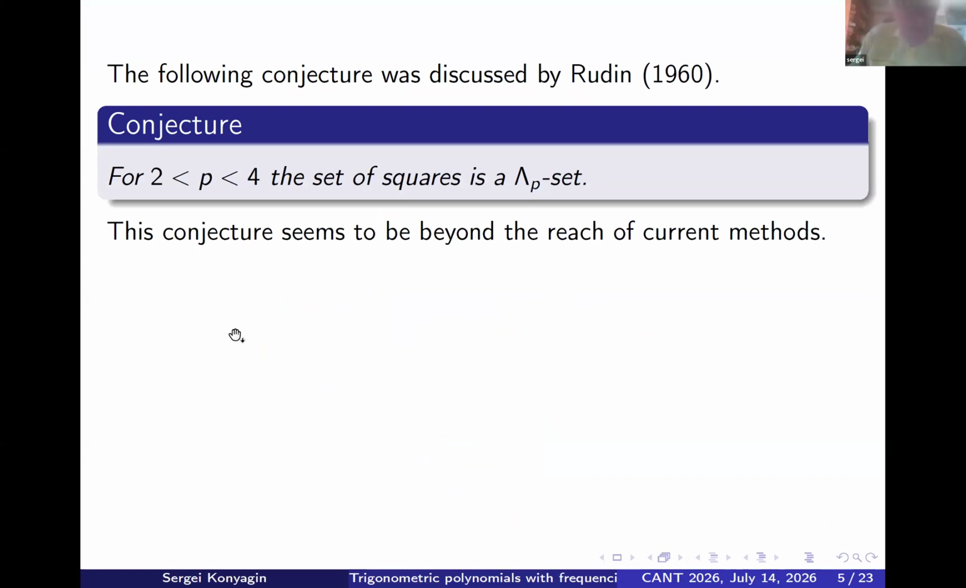It is a well-known conjecture by Rudin that if p is less than 4, then the set of squares is a Lambda(p) set. Let me note that if p is greater than q and q is greater than 2, then any Lambda(p) set is also a Lambda(q) set. But our set is not a Lambda(4) set, and we don't know if it is a Lambda(p) set for p less than 4.